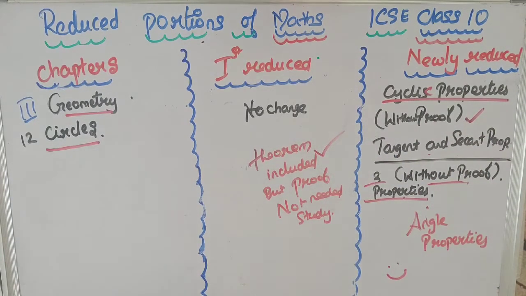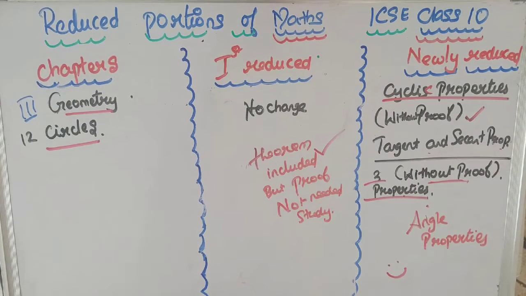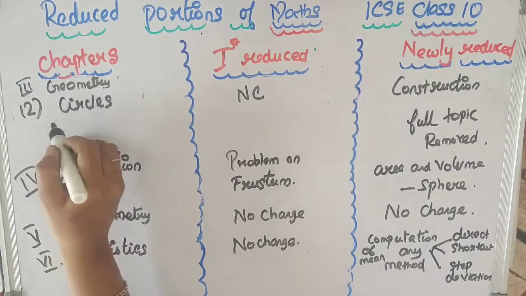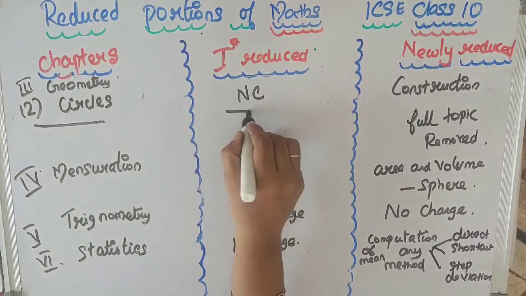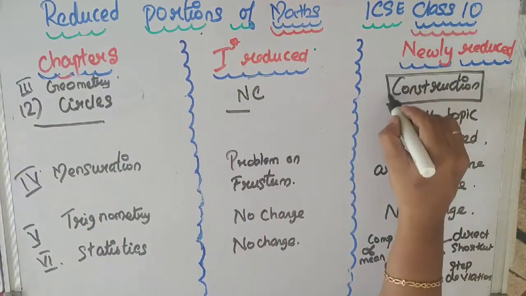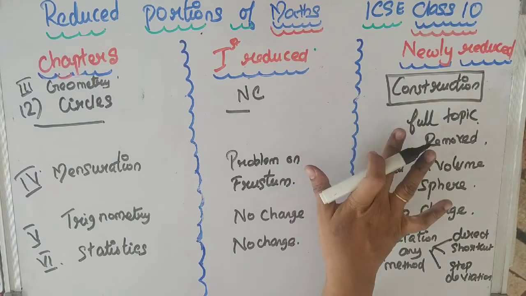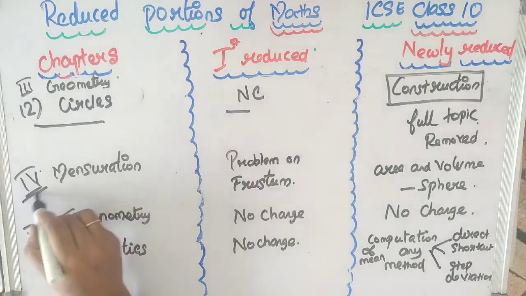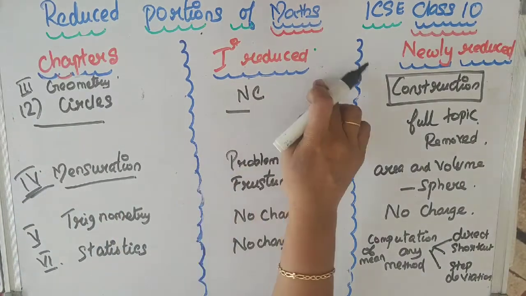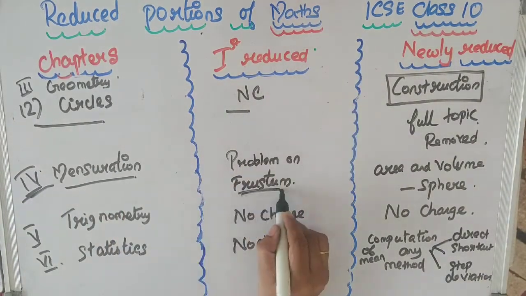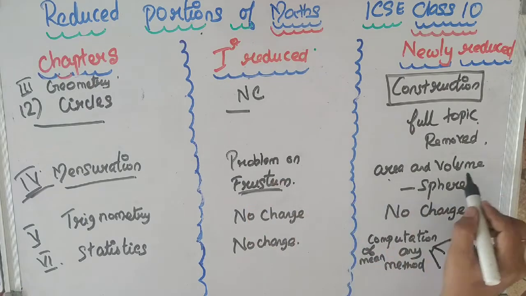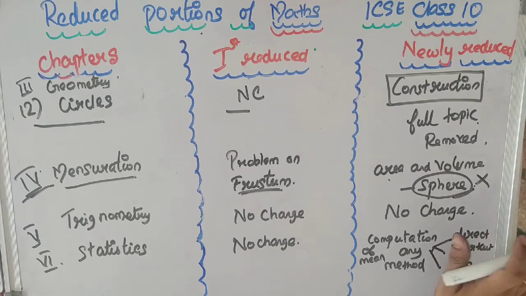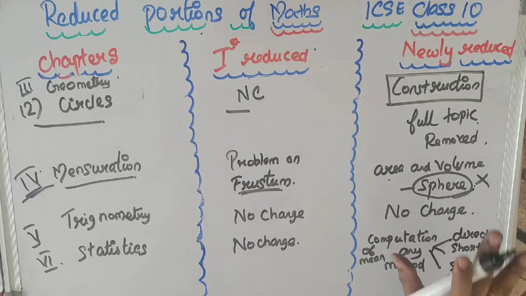Clear? In the same chapter circles, one more portion is removed, that is construction. The topic construction is fully removed. Clear? Note it down. The next chapter, mensuration, next unit. Here the problem on frustum is removed during the first reduction, and during the second reduction area and volume of sphere is not included.